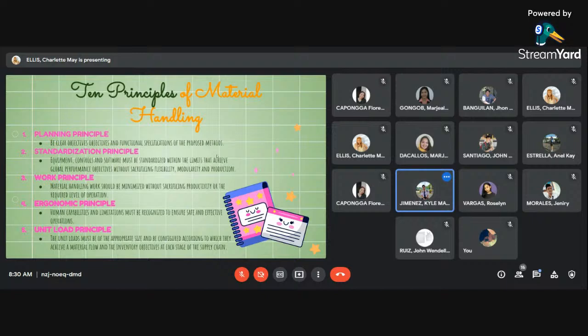Tapos, sa number 4, ergonomic principle. Human capabilities and limitations must be recognized to ensure safe and effective operation. The equipment should be selected to eliminate repetitive manual labor. The material handling workplace and equipment must be designed to be safe for people. So kailangan natin dito, ipagmagahan din tayo. Kailangan safe din yung mga workers natin, tapos yung mga mag-handling ng mga materials. May mga ginagamit tayo katulad ng mga strap, yung mga pallet strap natin, yung parang mga loop, mga tali, ganun.